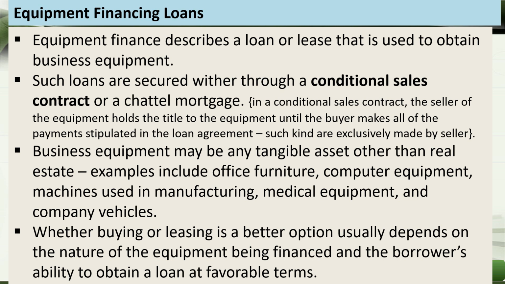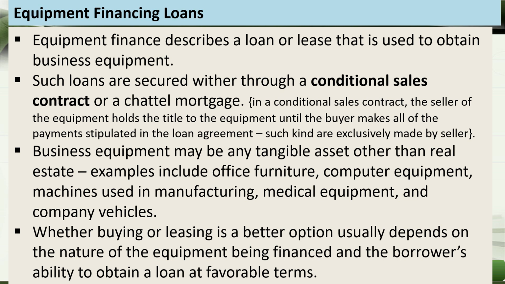Equipment financing loans. They are like a loan or lease that is used to obtain business equipment, such as office furniture, computer equipment, machineries, medical equipment, etc. Company vehicles also can be obtained through these kinds of things. And they are mostly secured either by chattel mortgage or a conditional sales contract, etc. Like in a conditional sales contract, the seller of the equipment holds the title to the equipment until the buyer makes all of the payments stipulated in the loan agreement.